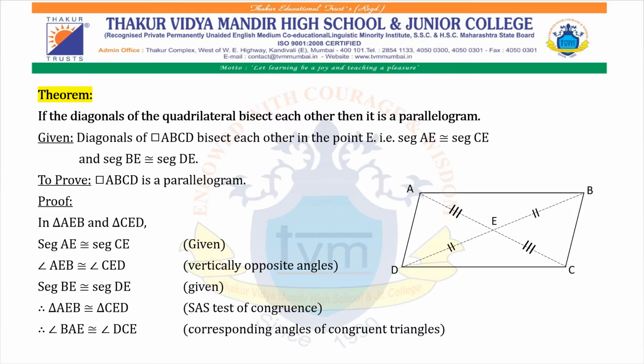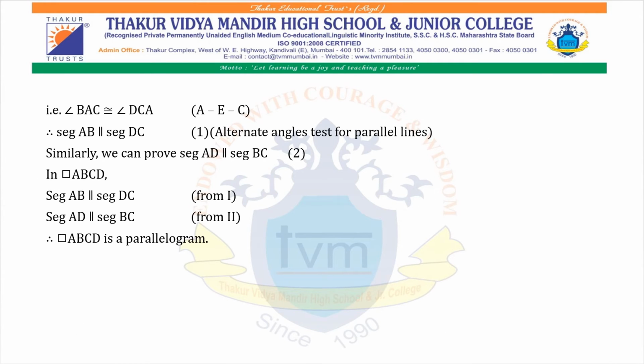Therefore, angle BAE is congruent to angle DCE, corresponding angles of congruent triangles. That is, angle BAC is congruent to angle DCA. Therefore, seg AB is parallel to seg DC, alternate angles test for parallel lines. Similarly, we can prove seg AD is parallel to seg BC. In quadrilateral ABCD, seg AB is parallel to seg DC from the first statement, and seg AD is parallel to seg BC from the second statement. Therefore, quadrilateral ABCD is a parallelogram.